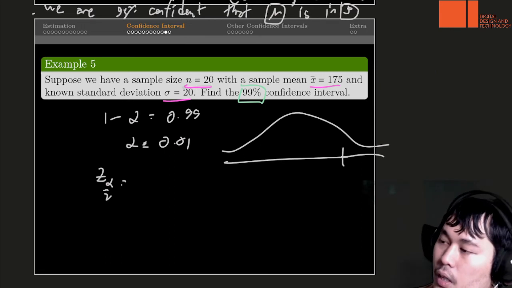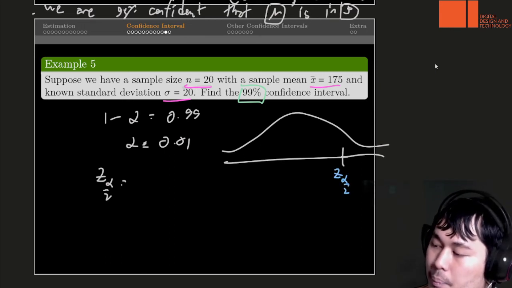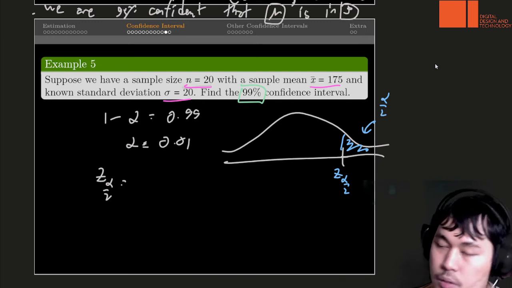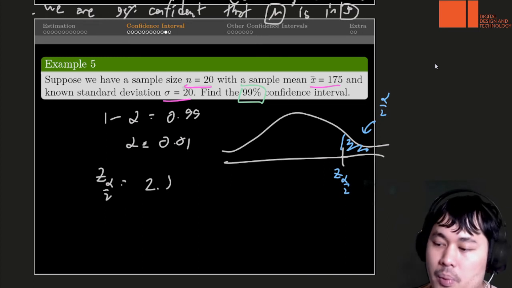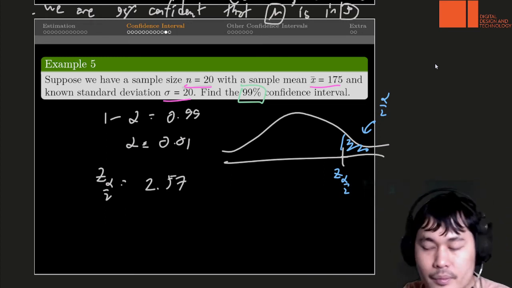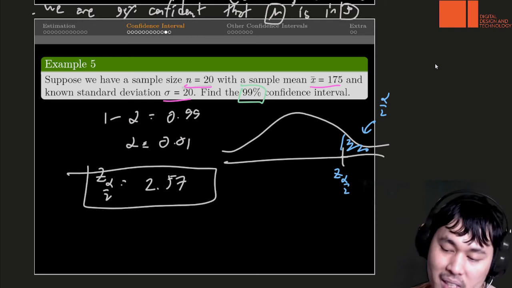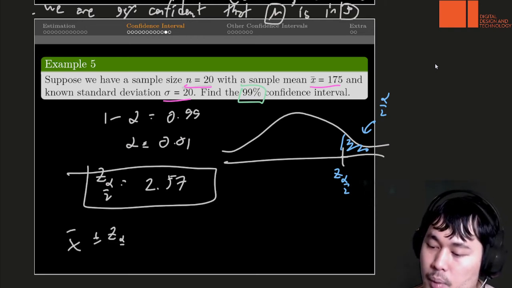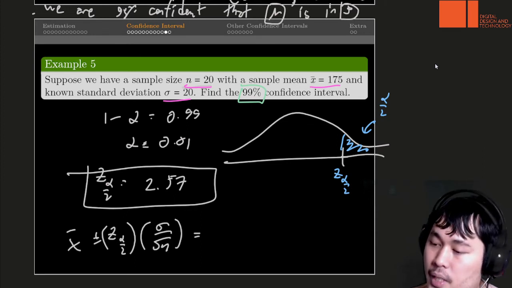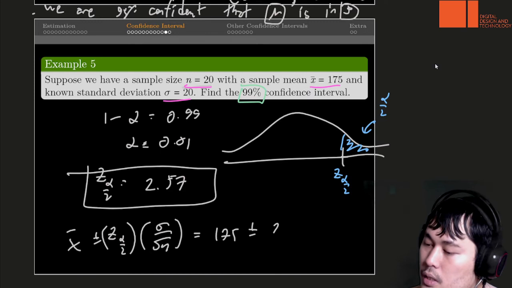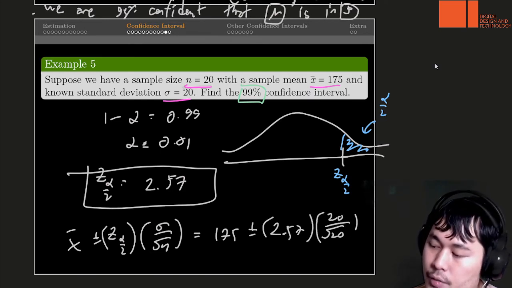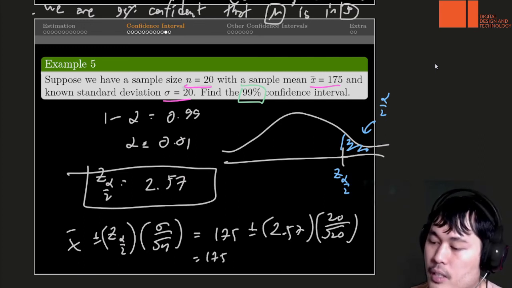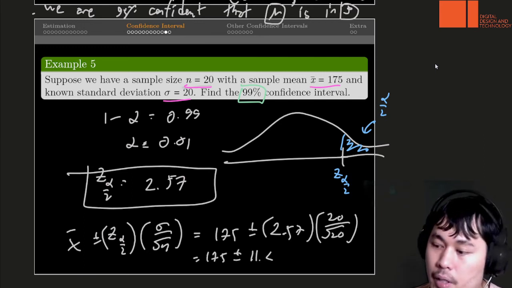Okay, if you draw the curve, you find a point where the area here is alpha over 2. Use an app or use whatever you want, and the answer should be 2.57, which is pretty high. But nevertheless, you plug that into the same formula times sigma divided by square root of n. You get 175 plus minus 2.57 times 20 divided by square root of 20. It gives you 175 plus or minus 11.49.